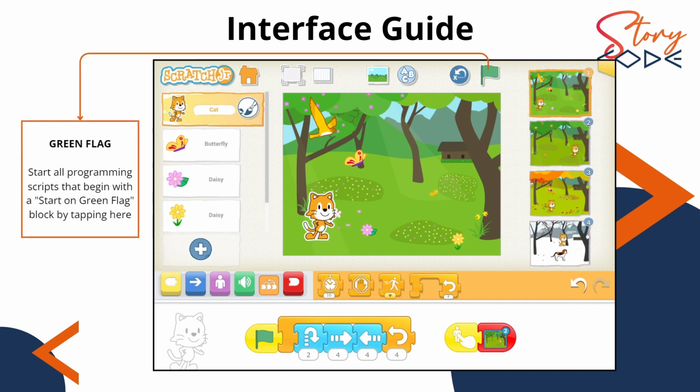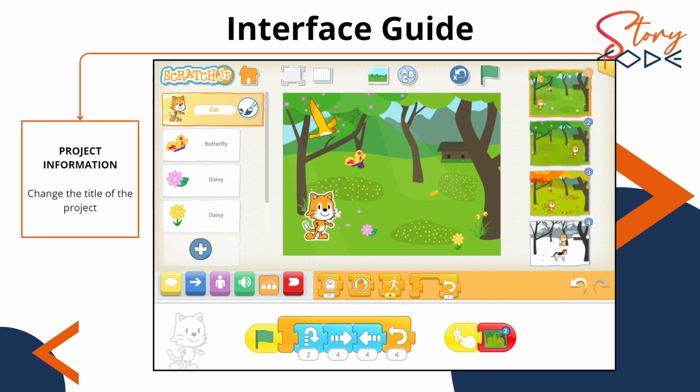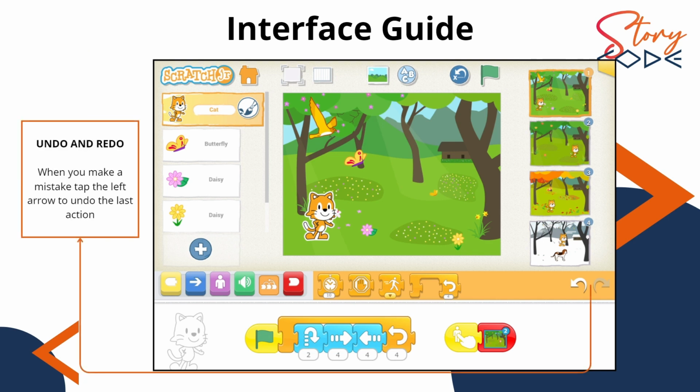Tap on it to start all programming scripts starting with the block Start on green flag. The Project Information command is the command we saw in the previous video. It allows you to change the title of the project. The command in the bottom right-hand corner of the screen is called Undo and Redo and allows you to undo the last action when we have made a mistake.